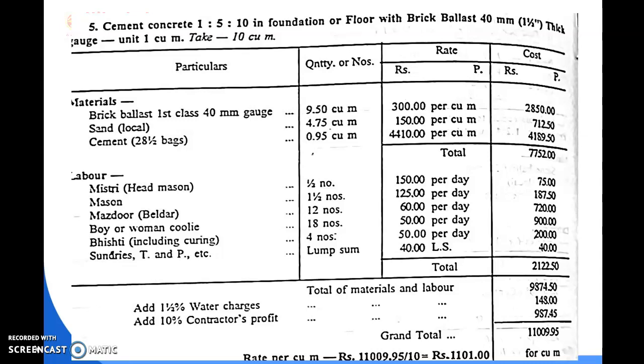So in the same process, we need to calculate for the plastering, for the brickwork, for the cement concrete, and for the DPC work, excavation work. Also, we need to calculate. But here, the different types of work and different types of items need different types of labor and different types of material also. So the labor cost and material costs also vary from time to time.